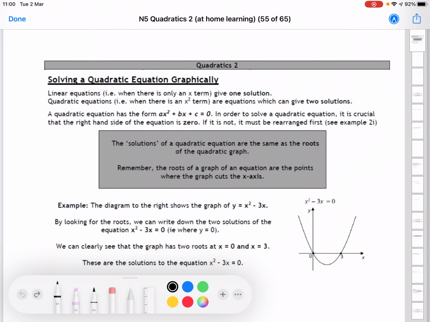Welcome to lesson 1 of our new topic, which is the second half of quadratics. In the first topic of quadratics, we looked at sketching out parabolas and various questions related to the sketches. But in this part of quadratics, we are purely looking at the algebra side of the topic. So the first thing I'm going to talk to you a wee bit about is solving quadratics graphically.